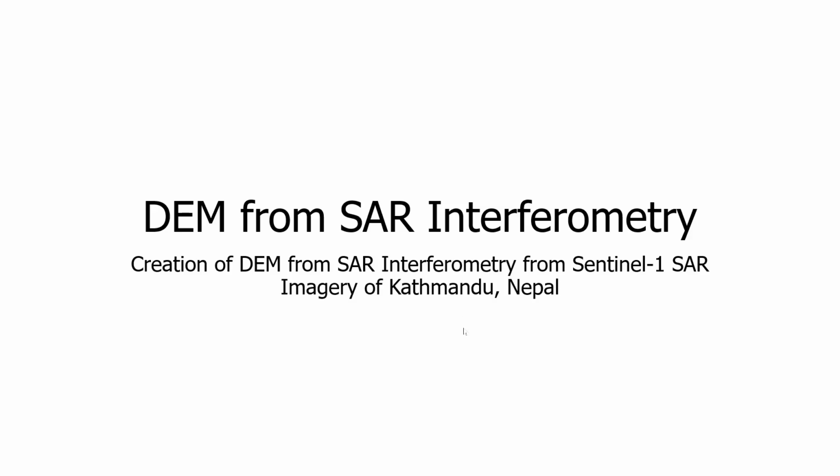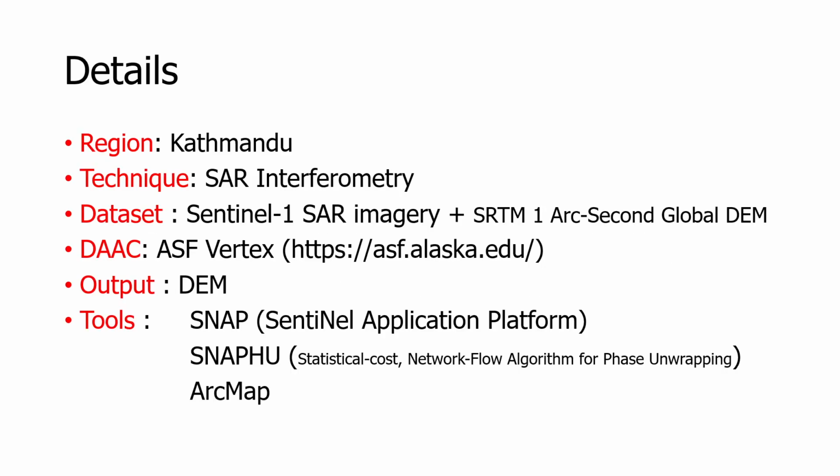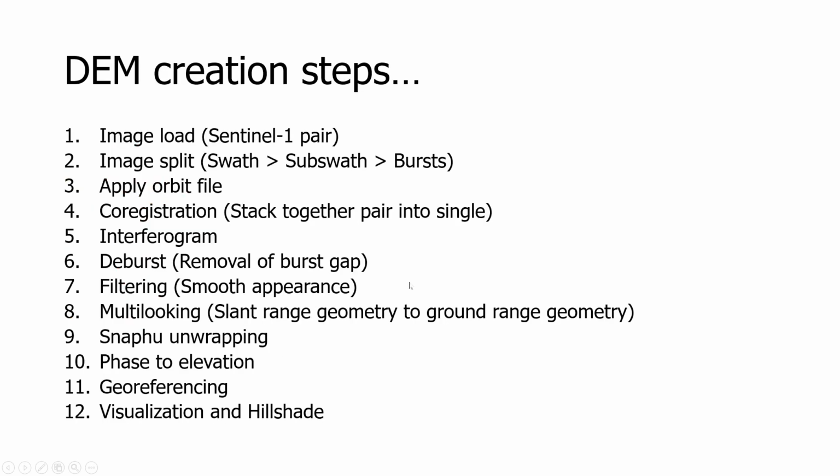Hello everyone, I'm creating a digital elevation model using the SAR interferometry technique, using a dataset from Sentinel-1 SAR imagery, and the site is Kathmandu, Nepal. These are the details of my work. I will be using SNAP and SNAPHU, and these are the DEM creation steps which I am going to follow to get the output.